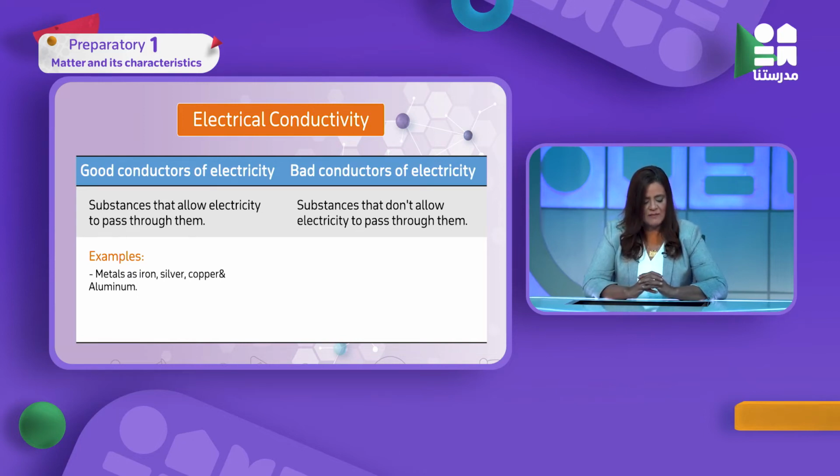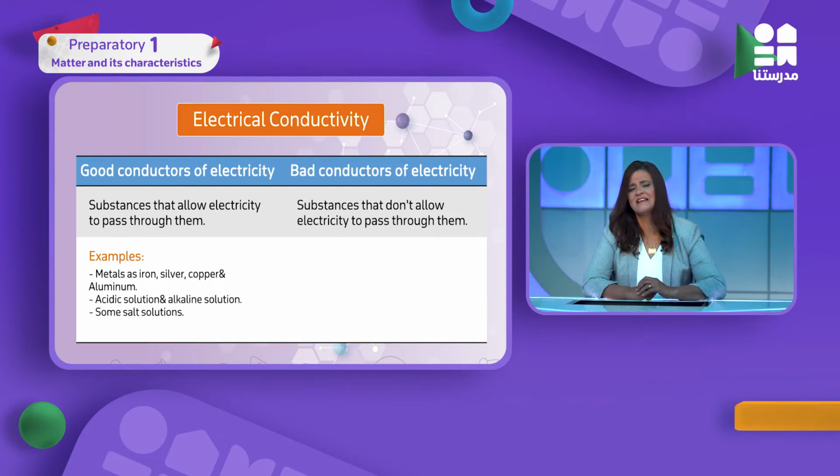Example: metals like iron, silver, copper, and aluminium. All metals can conduct electricity, can allow electricity to pass through them. And also liquids, like acidic solutions. An acidic solution here means something like vinegar or lemon juice, which can allow electricity to pass through it. And other substances like alkaline solutions, like shampoo and soap, all of these can conduct electricity. And some salt solutions, some salty water.